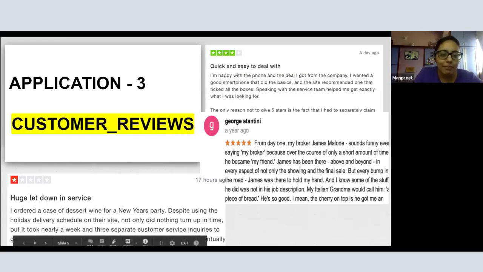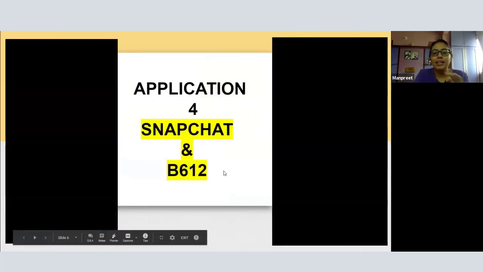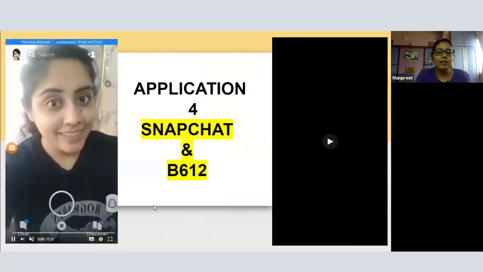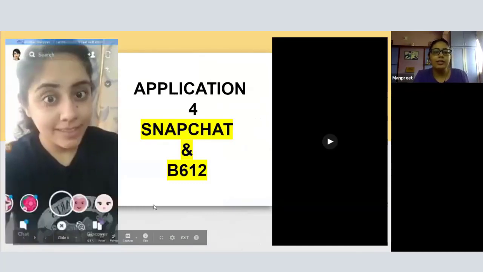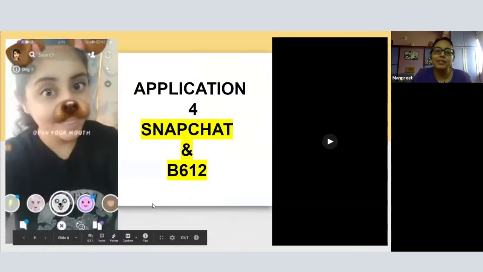So the next application of data science is Snapchat and B612. It's a video without audio. What it does is it scans your face. Okay, let's see the video and then we'll go ahead with what's happening.